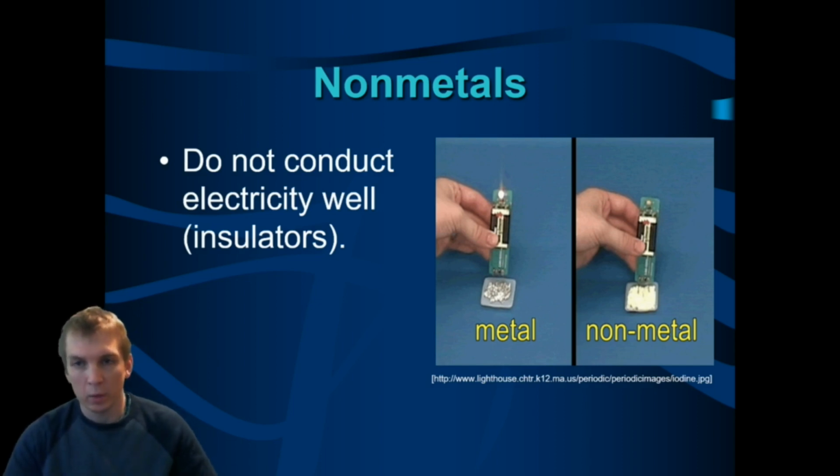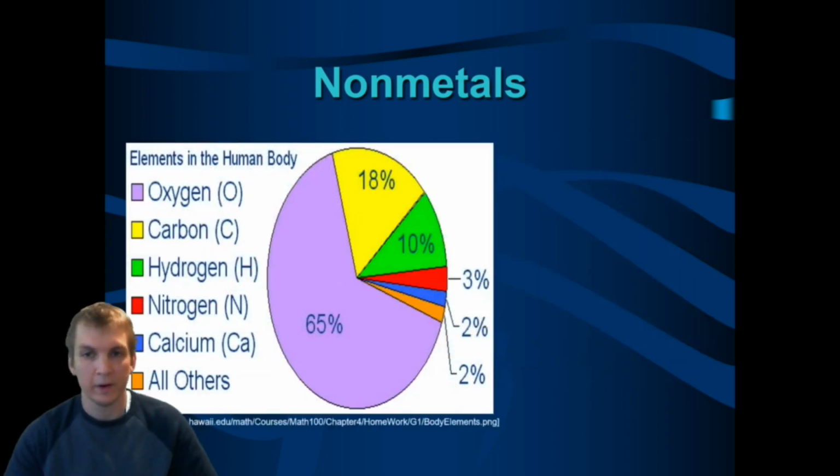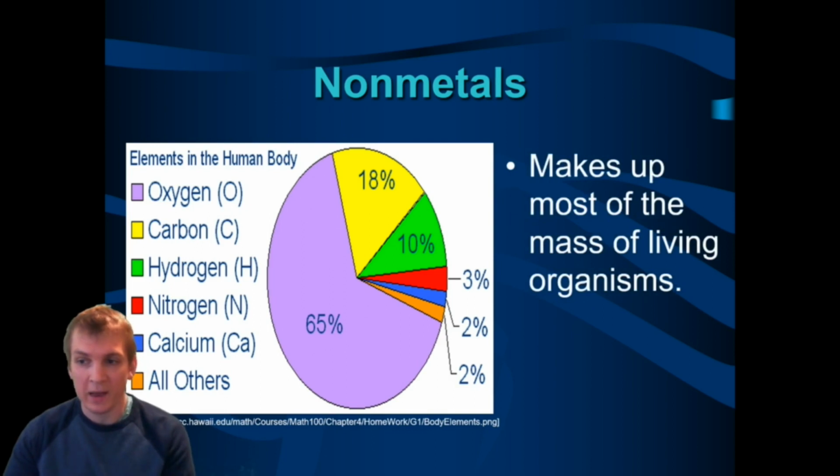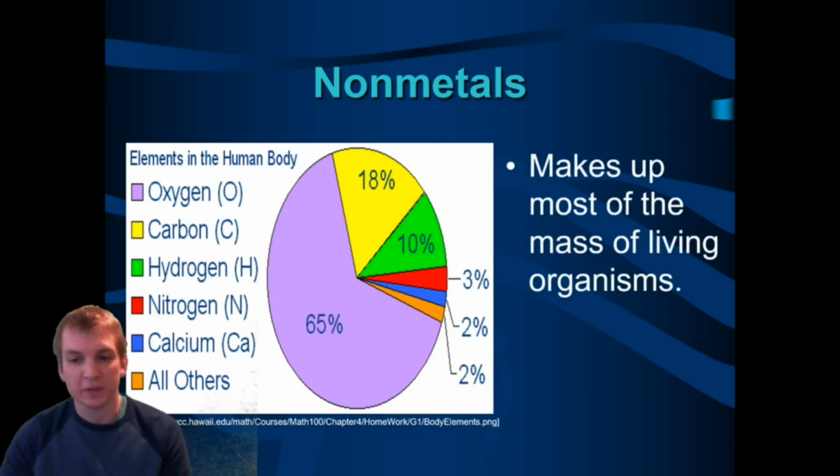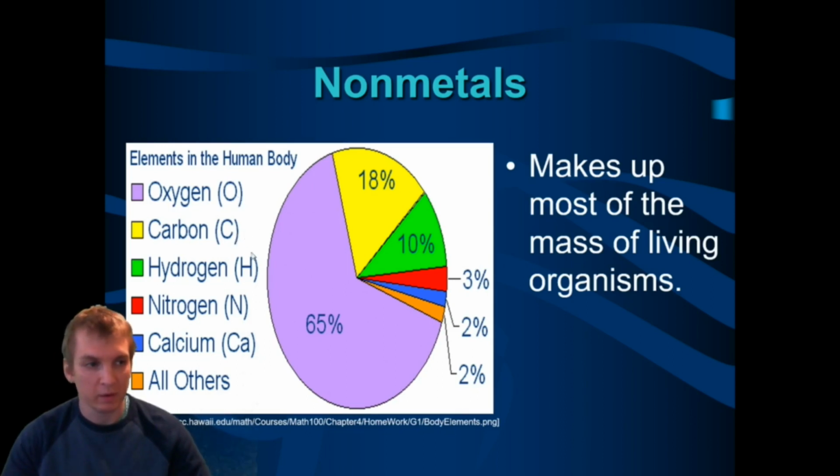All right. So nonmetals don't conduct electricity, but they also don't conduct heat. Just keep that in mind. They are also really important elements because they make up most of the mass of living organisms. Roughly 99% or more of the elements in our body can be found as these elements. Oxygen is a nonmetal, carbon is a nonmetal, hydrogen, nitrogen, those are all nonmetals.